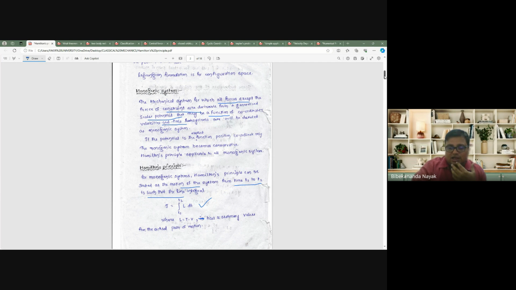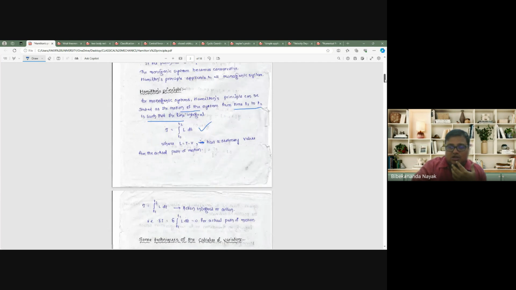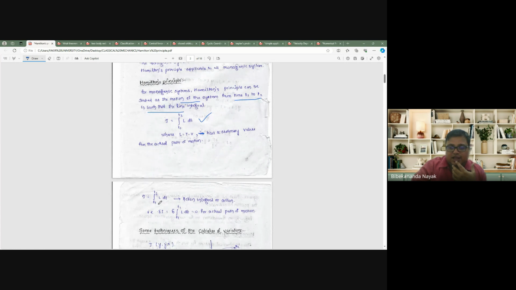Okay, this is Hamilton's principle, where the integral of L dt is known as the action integral. Since it is stationary, its derivative will be 0. So for the actual path, its variation delta I is equal to 0. From this, you can find the equation of motion for every system.